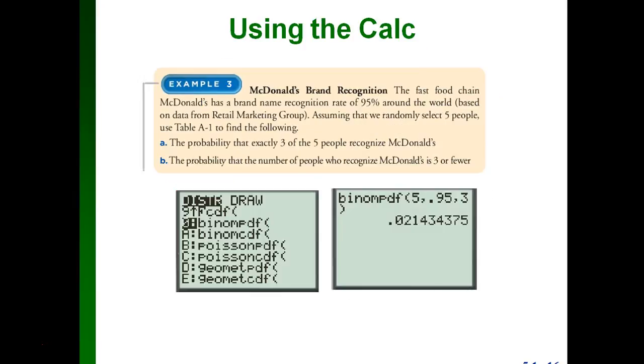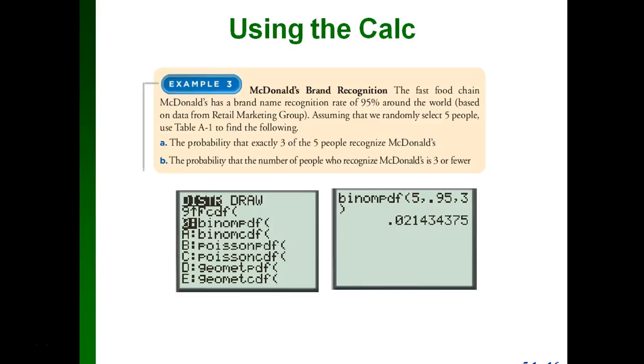Let's look at another example, and we'll talk a little bit about why that's so strange. McDonald's brand recognition, 95% recognition rate. Everybody knows the golden arches, right? So you go around and you select 5 people, just like we did before, and we want to know the probability of exactly 3 people knowing that that is the McDonald's symbol. We're going to do this in the calculator, not by hand.